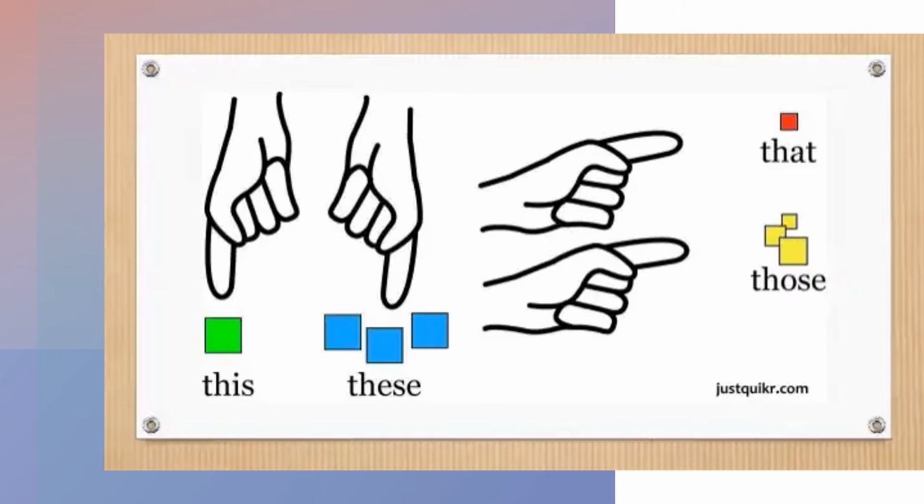We have four words that you should learn. First is this, second is these, third is that, and fourth is those. All right, every word has its own function and its own situation for when you should use it. I'm going to explain in detail after this.